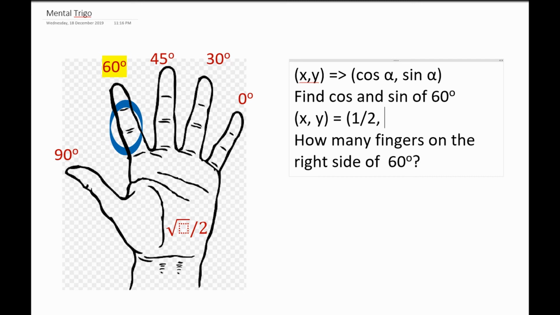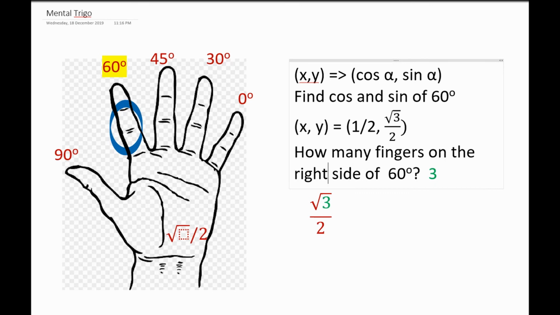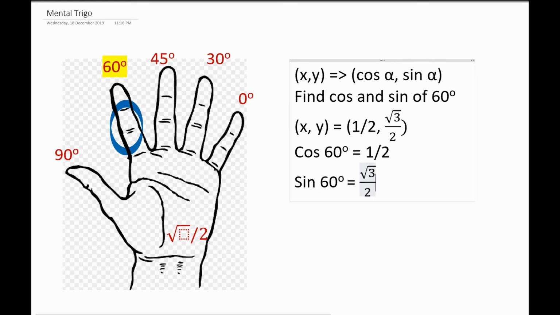The next one, how many fingers are on the right side of the 60-degree finger? There are 1, 2, 3 fingers there. Using the same formula, square root of a number over 2, we will substitute that number with 3, giving us square root of 3 over 2. That will be our y component. Now we know that the cosine of 60 degrees is 1/2 and the sine of 60 degrees is square root of 3 over 2.